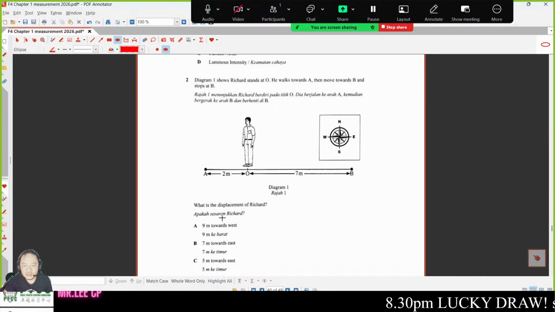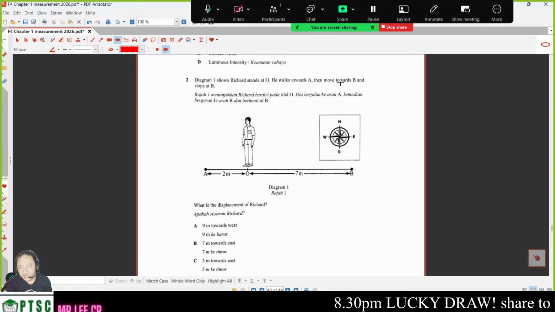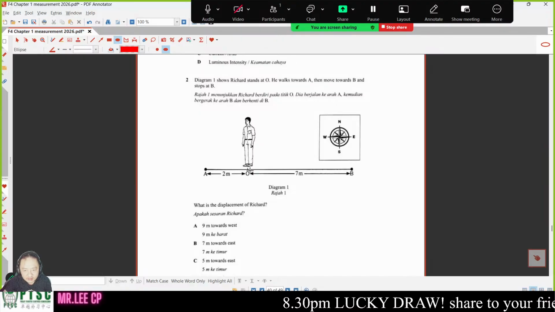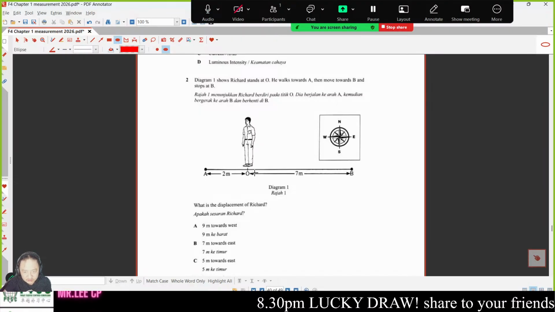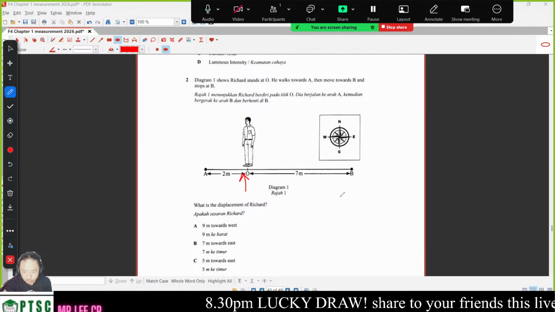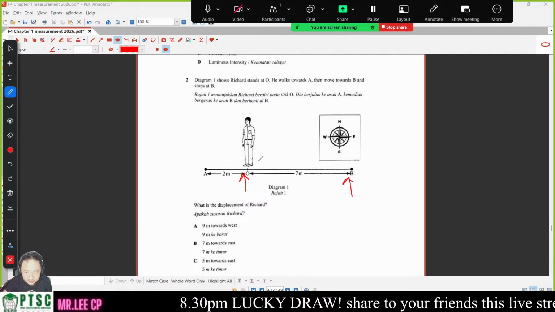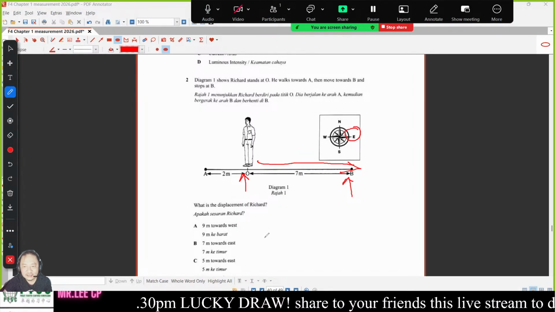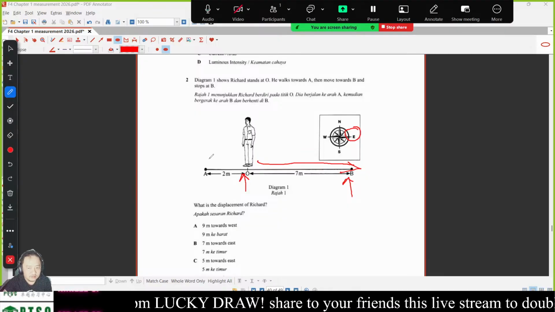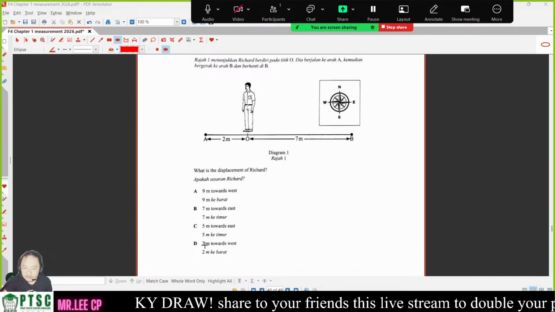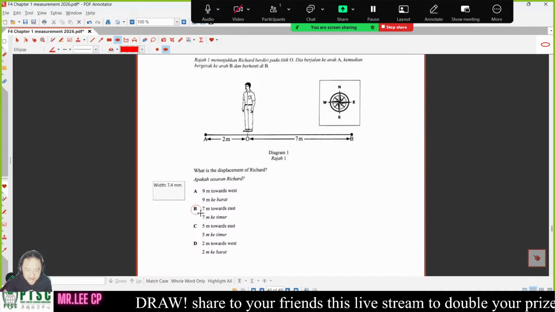Now, what is the displacement of Richard? Richard starts from O, and then he walked to A, and then B, and then stopped at B. So what is the displacement? Displacement is from where you start to where you stop. So meaning that you are moving to here, it is east. How many east? 7 meters east. From where you start to where you stop, 7 meters toward the east.